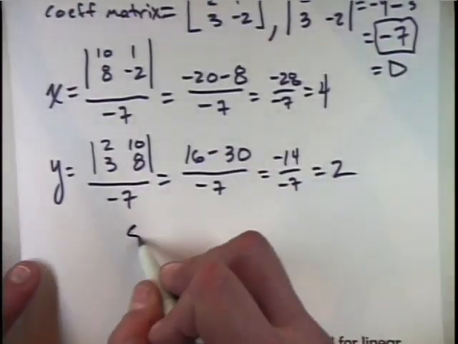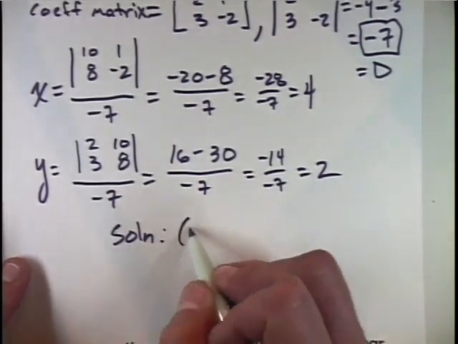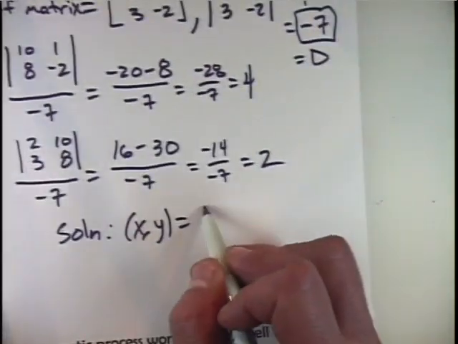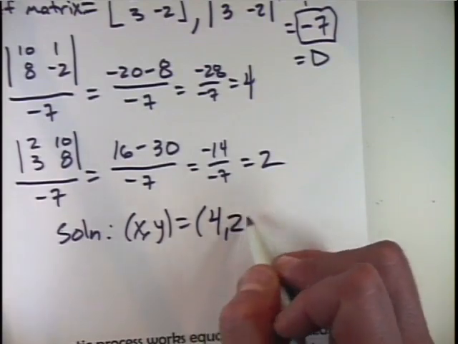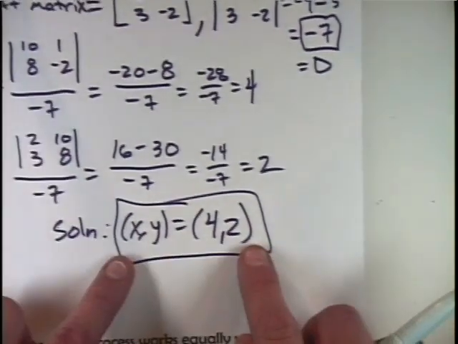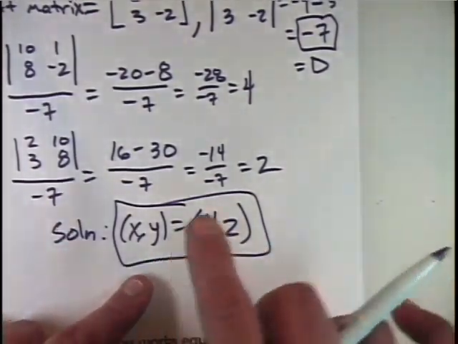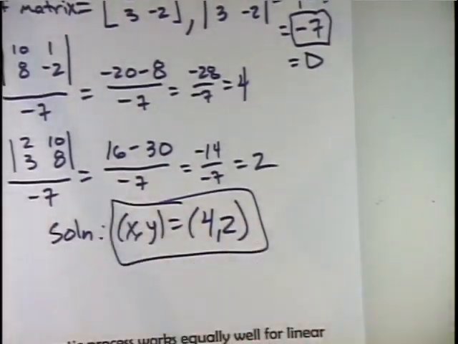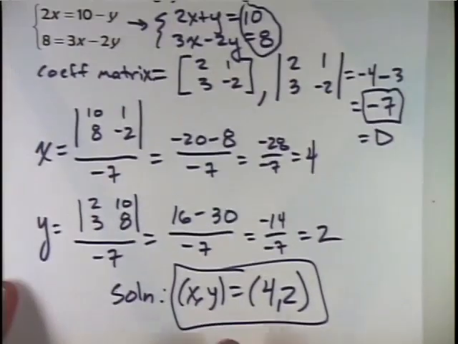So that means the solution to the system of equations is the ordered pair (x, y), which happens to be (4, 2). It's a very systematic process that works equally well for systems in 3 variables, 4 variables, but again, it's just going to involve more steps. So, Cramer's rule.